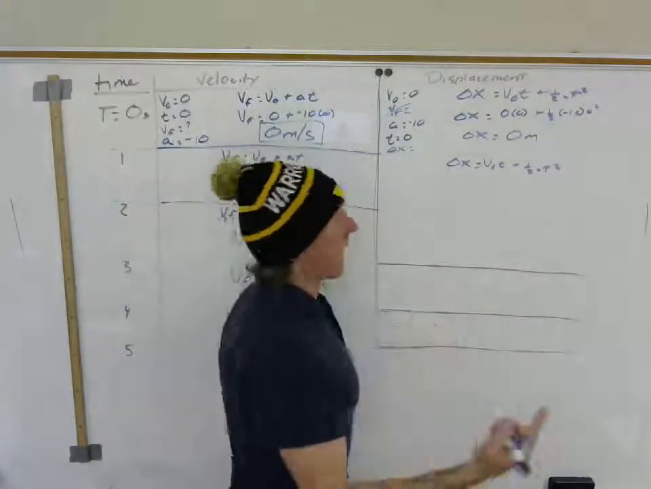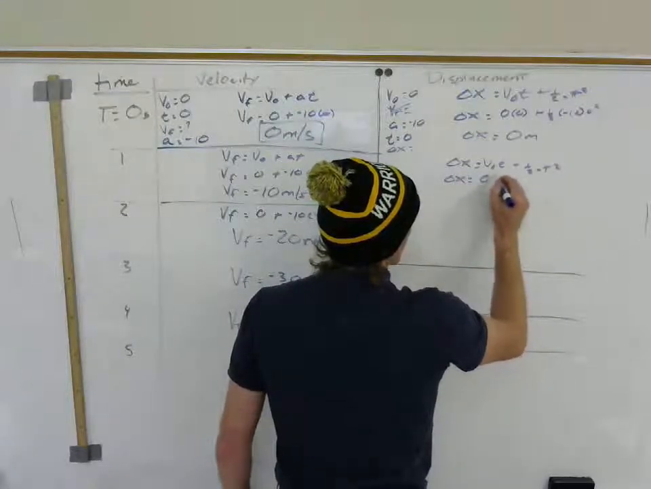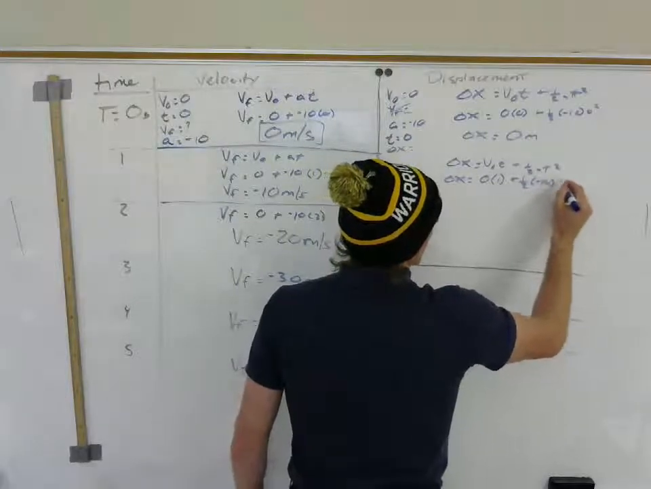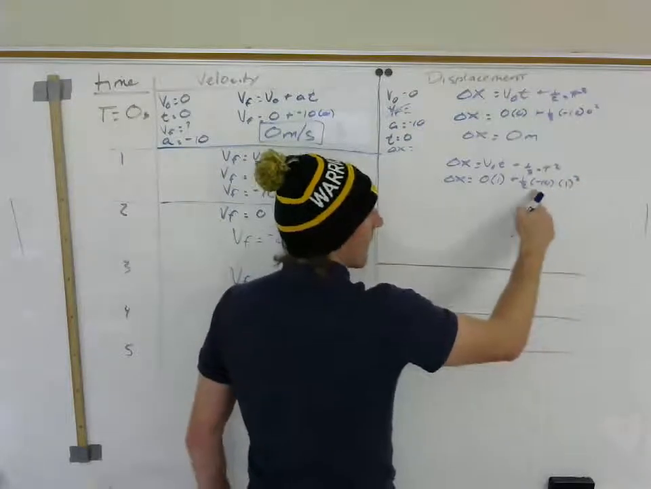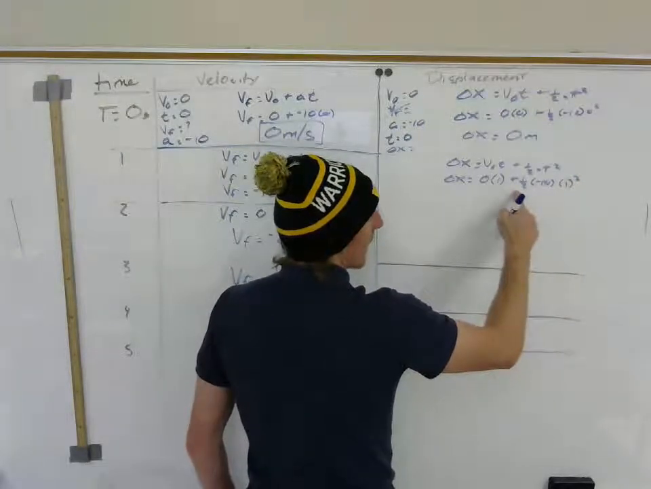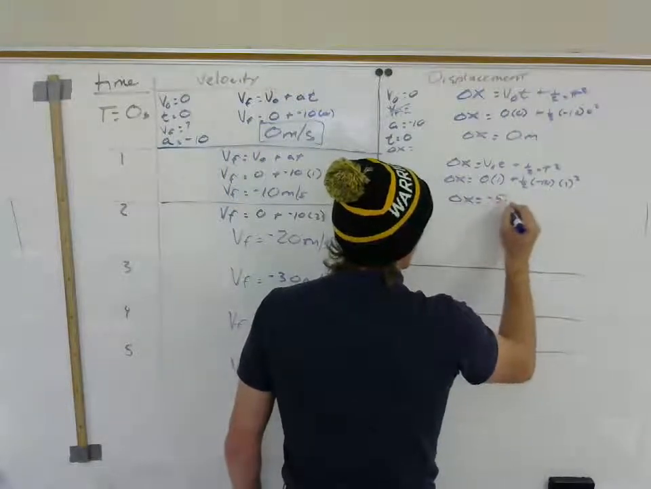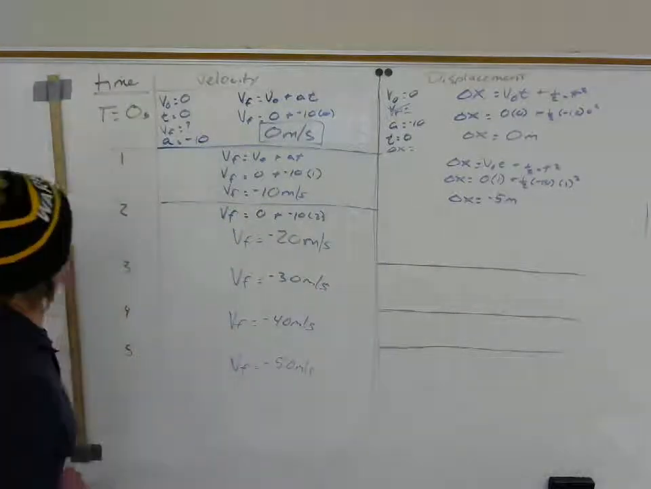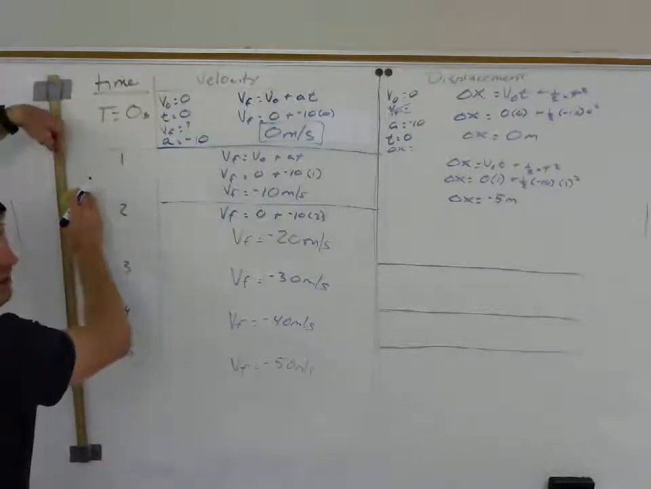Plug the numbers in now, 1 second. So again, displacement equals 0 times 1 plus 1/2 times -10 times 1 squared. So 1 squared is 1, times -10 is -10, times 1/2 is -5. So it has dropped after 1 second, -5 meters. Again, negative just tells me downward. If I had the ball and it dropped, let's say after 1 second it was right here, and that was 5 meters. And the negative just tells me it was downward.